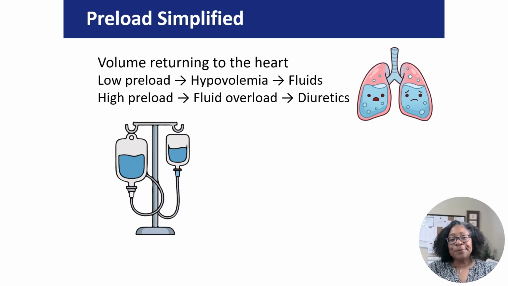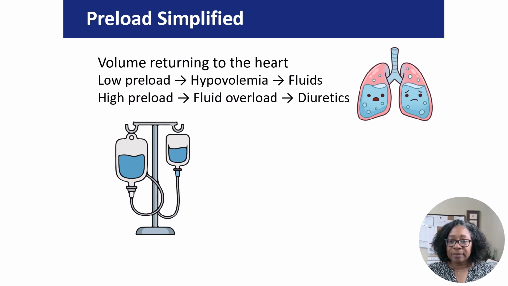Okay. Now, when the preload is high, that means too much blood is returning to the heart. And that's caused by heart failure, fluid overload, renal failure. And your patient is going to have signs like crackles, JVD, which is jugular venous distension. They're going to have edema, and they're going to have an elevated wedge pressure. And we're going to talk about that in a little bit. So when your patient has JVD, edema, crackles, you're going to think fluid overload. You're going to be looking for an order for diuretics.